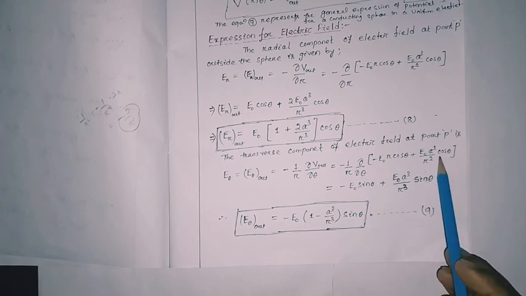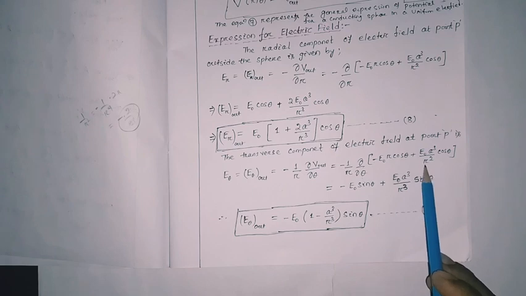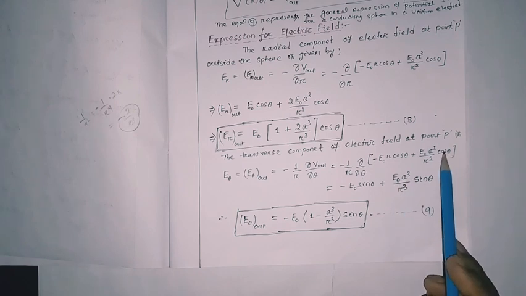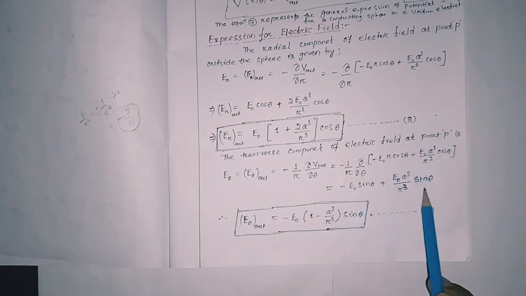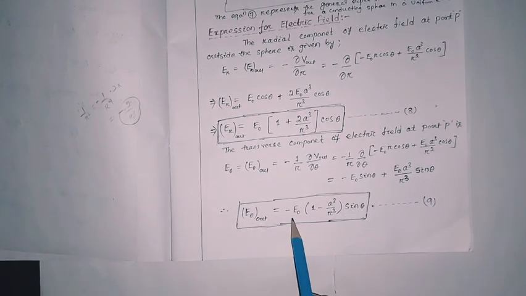Then here cos theta means minus sin theta. And here 1 by r is going to be multiplied with this one. This will be r cube. So E0 a cube by r cube, cos theta derivative minus sin theta. Here minus only sin theta. So here E theta out will be minus E0 taken outside, 1 minus a cube by r cube, sin theta. Let this be your equation number 9.